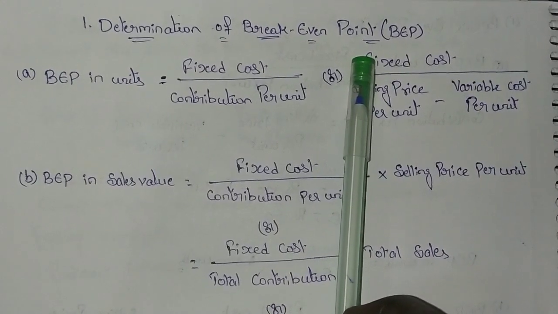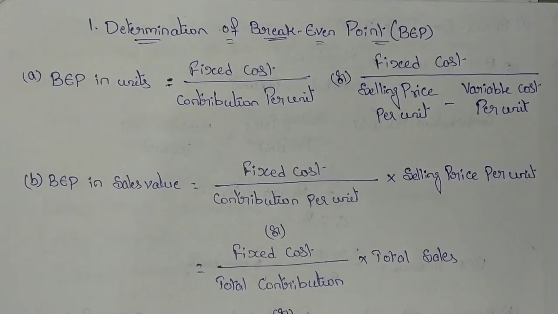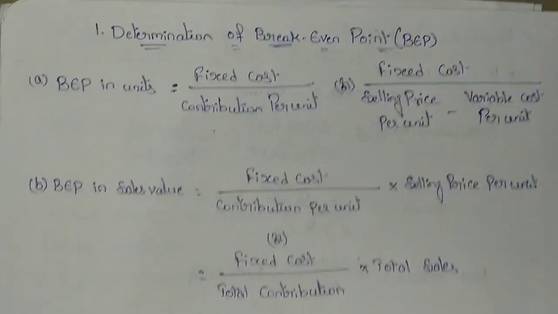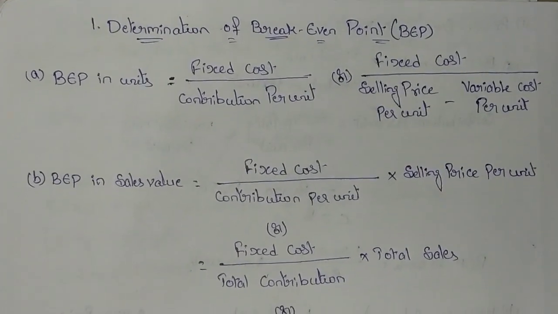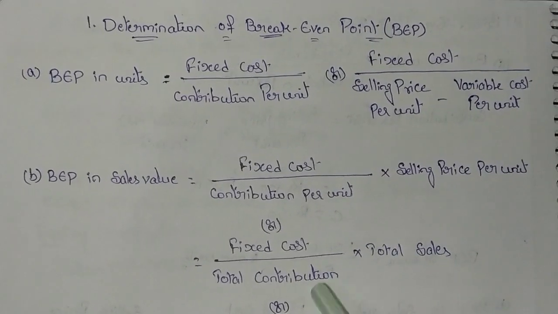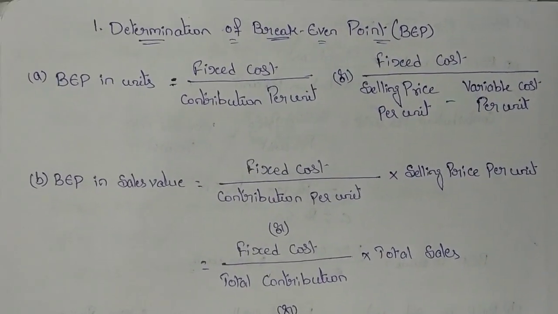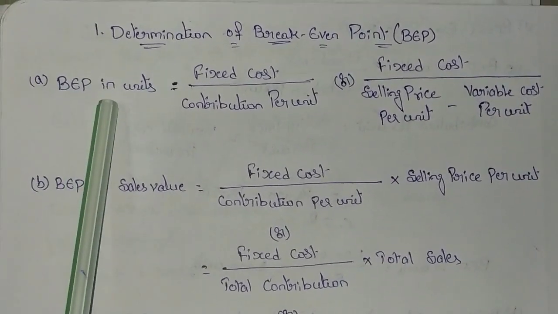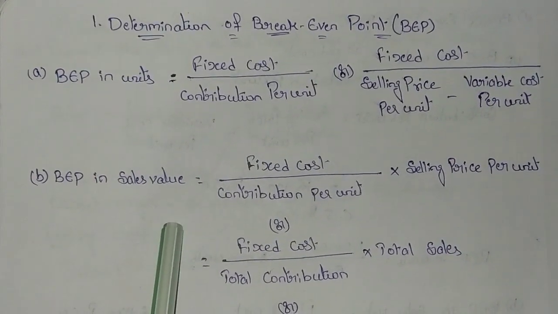As we know, break-even point is a situation where the company's total cost is equal to total revenue. That means there will be no profit and no loss for the company. So how do we go about determining the break-even point? Break-even point will be determined in units as well as in sales value.